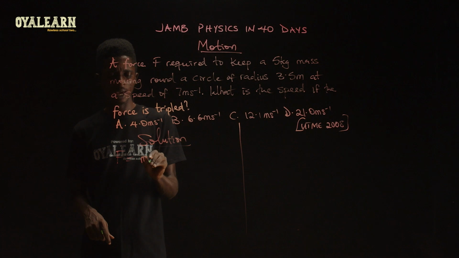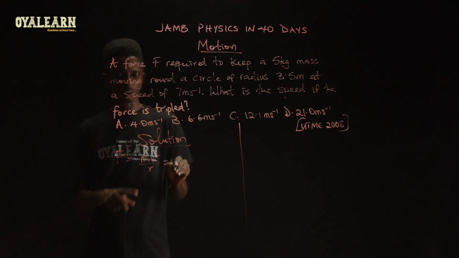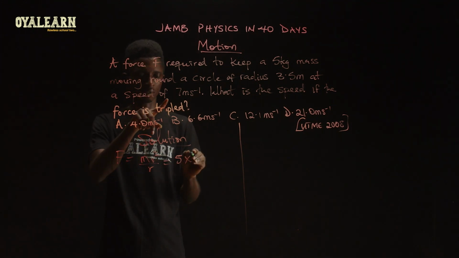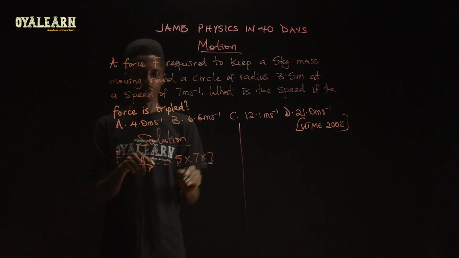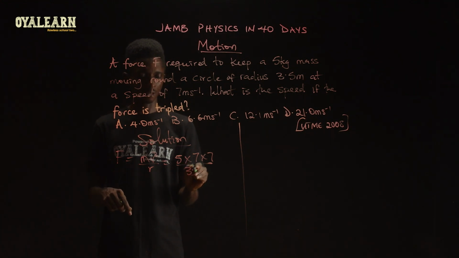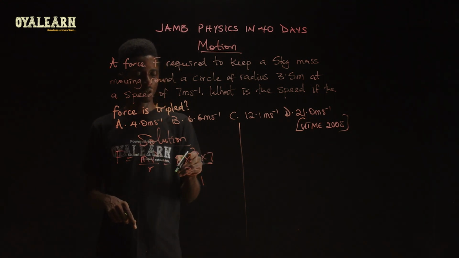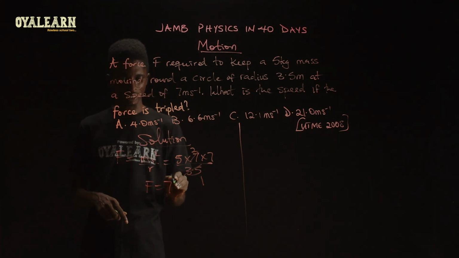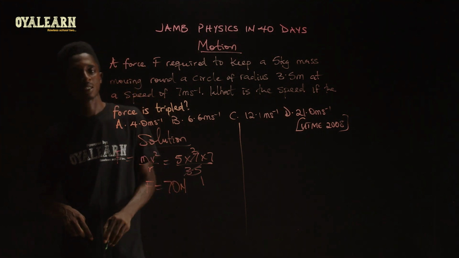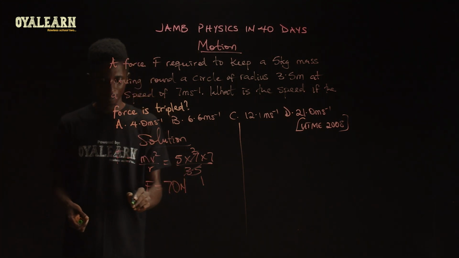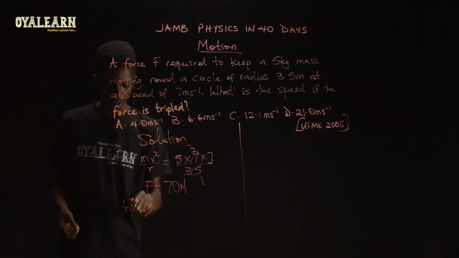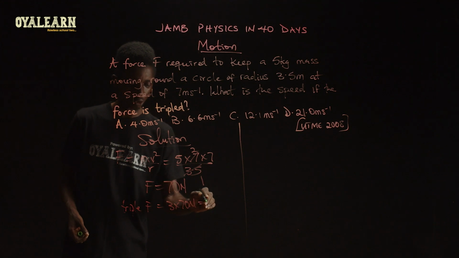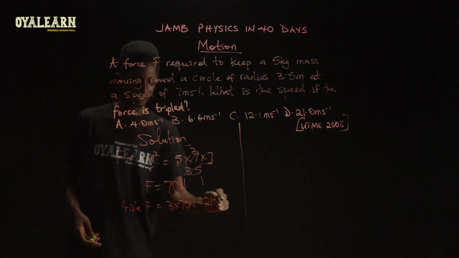F becomes mv squared over r, which is basically mass 5 times velocity squared. Velocity is 7, so 7 times 7 over radius 3.5. This here 1, here we have 2. 5 times 2 is 10. 10 times 7, we see that the F is 70 newtons. Now when we triple this, triple F will be 3 times 70 newtons, which will give us 210 newtons.